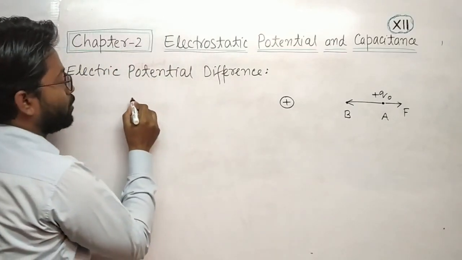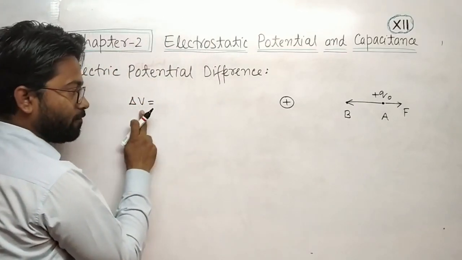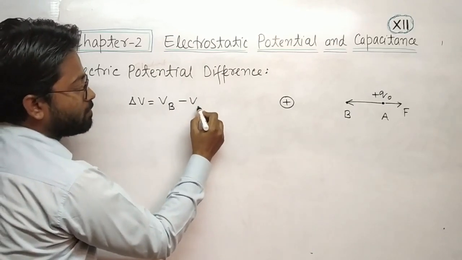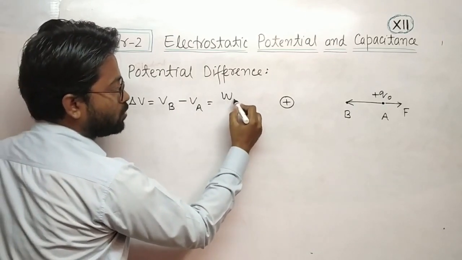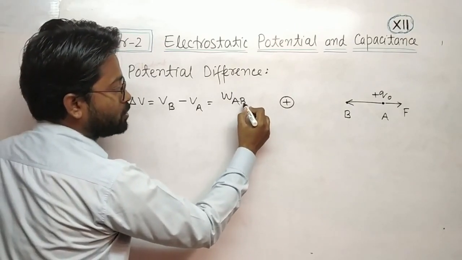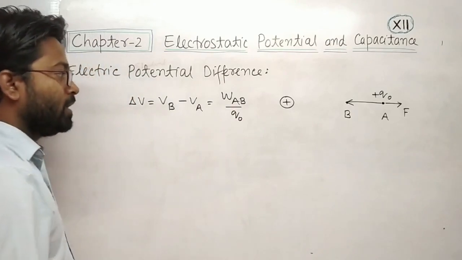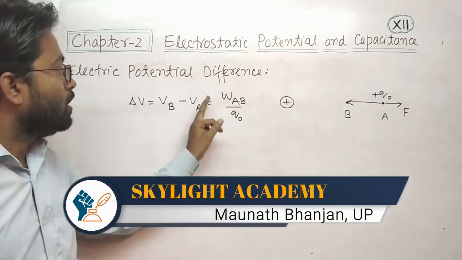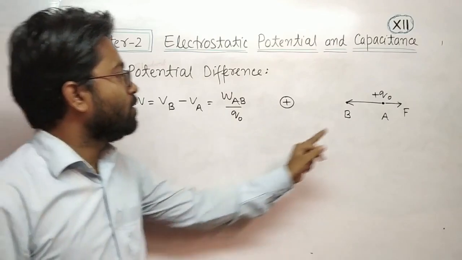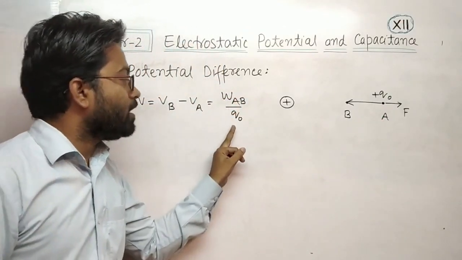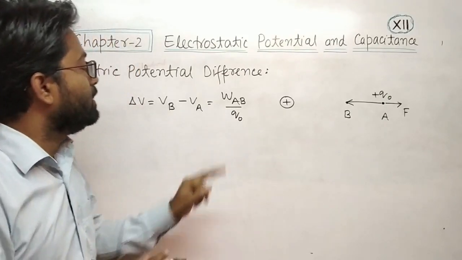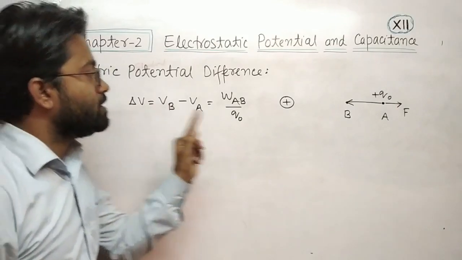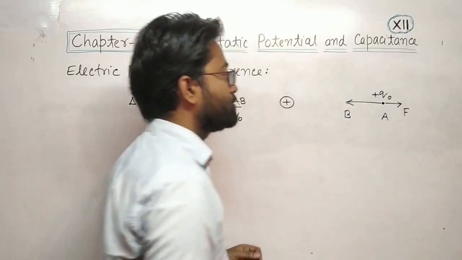That means the potential difference delta V is equal to the potential at B minus the potential at A, which is equal to the work done from A to B upon Q naught. The definition of electrostatic potential difference is the work done in going from point A to point B per unit test charge, or we can say that work done upon Q naught is equal to the potential difference between these two points.